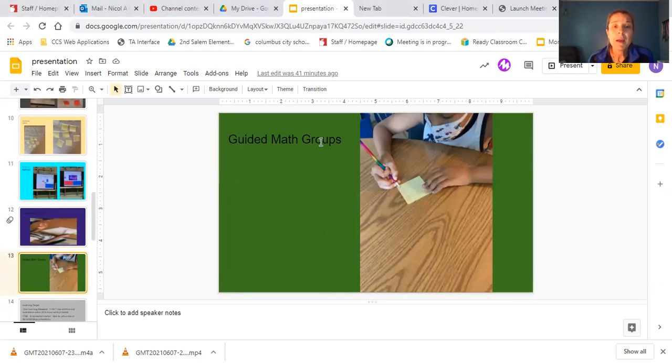Here is another math group, and he was choosing to do his work on a sticky note here, and I think he was drawing a picture.